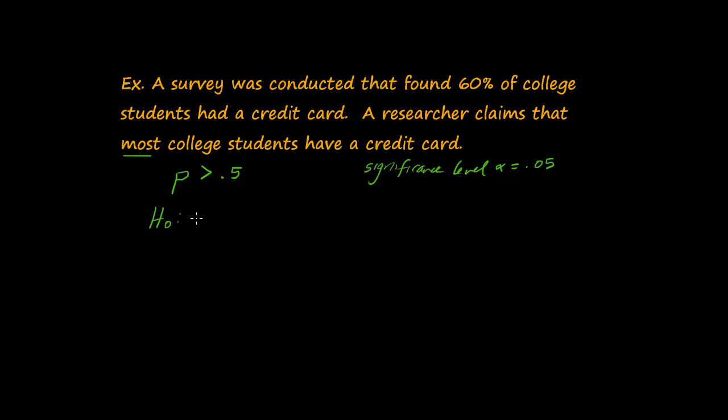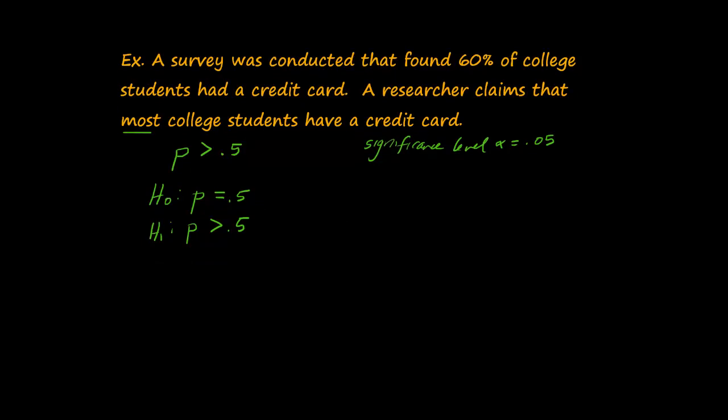So we know our H0 will be the proportion is 0.5, but now this is our original claim, right? So the competing claim is less than or equal to, well, that would go with H0, so our alternate hypothesis is this, that the proportion is greater than 0.5. So in this case, our original claim is the same as our alternate hypothesis. That's not always true.